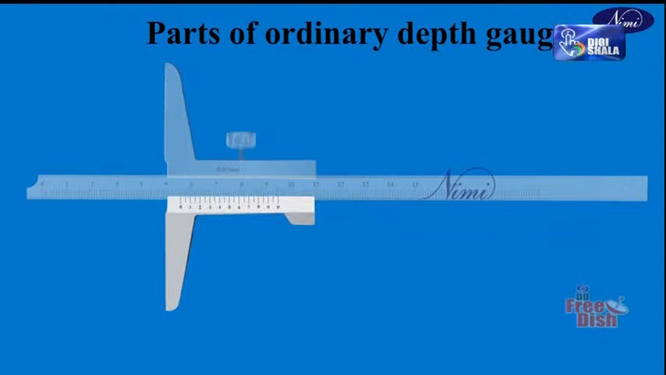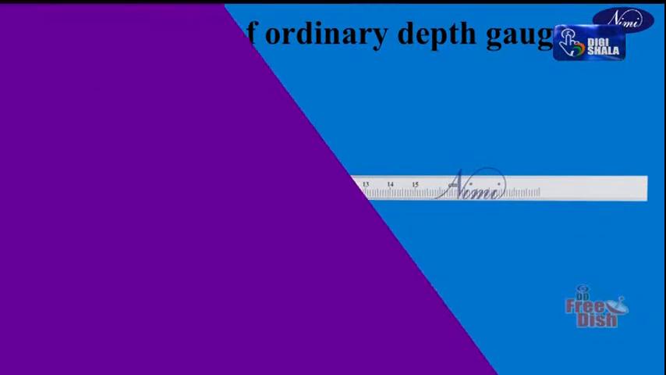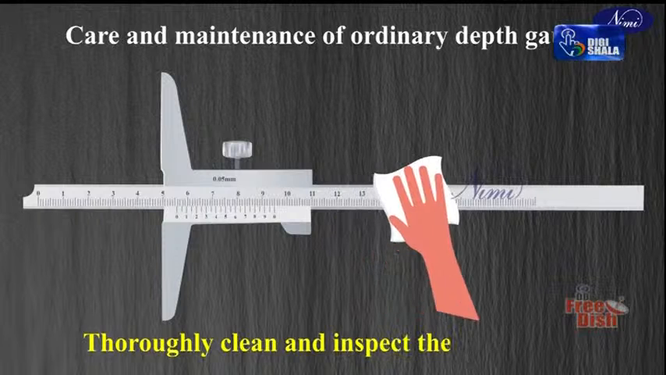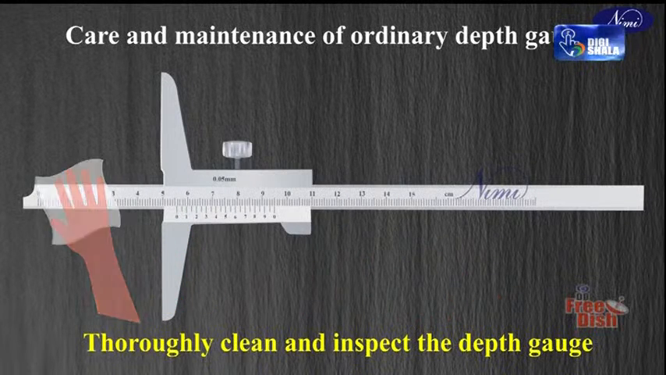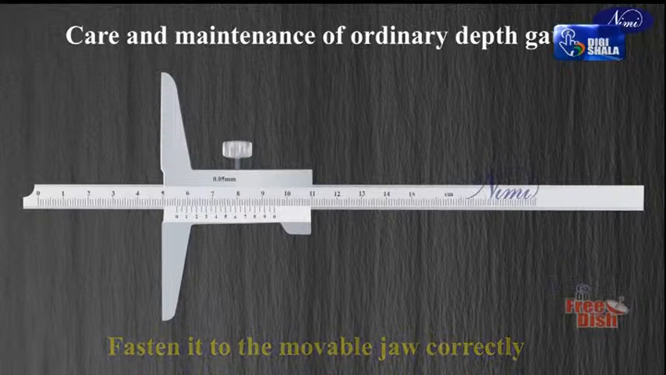It also carries the vernier scale and vernier graduation. Next, care and maintenance of ordinary depth gauge. Number 1, thoroughly clean and inspect the depth gauge. Number 2, fasten it to the movable jaw correctly.